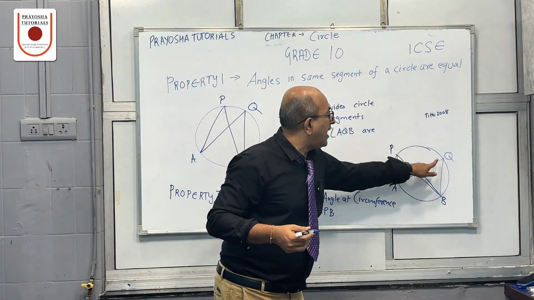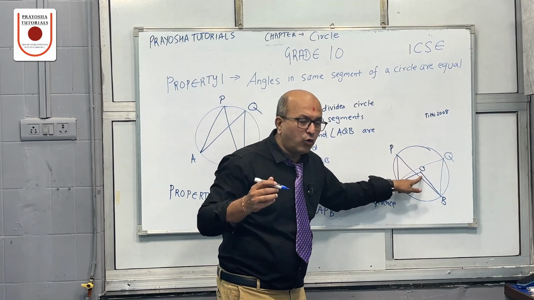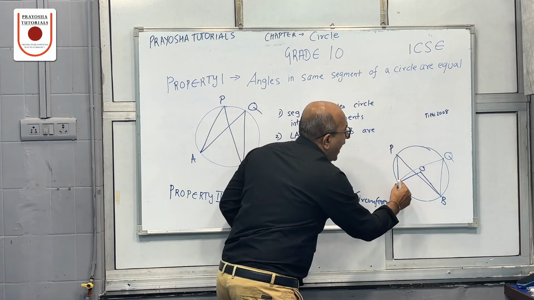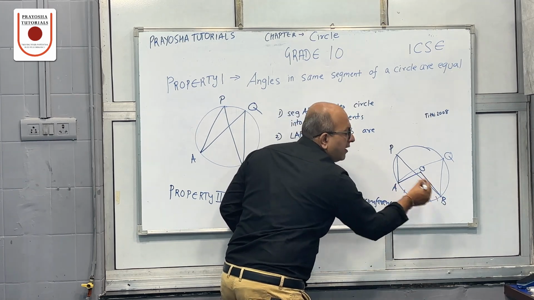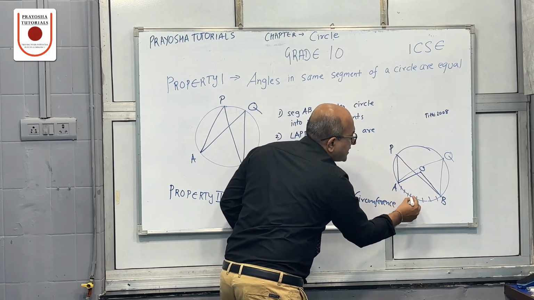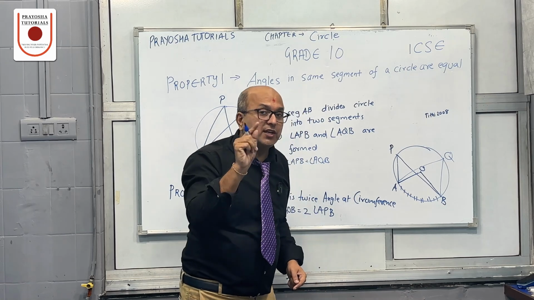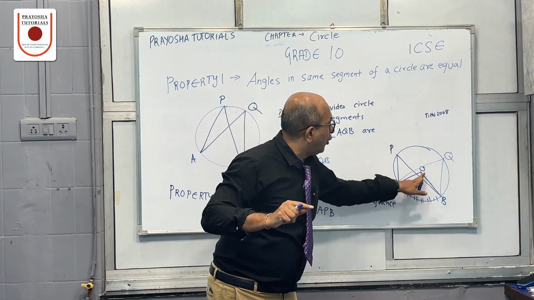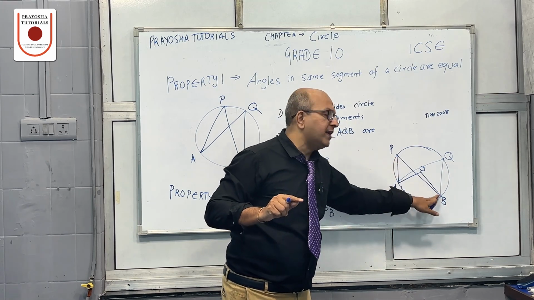So both the angles are related to central angle. How? I just would like to give you a small hint here, students. Angle AOB is related to the arc AB, and angle APB is also related to the same arc AB. So they both have a common relation, which is arc AB. Hence, angle AOB is twice angle APB.